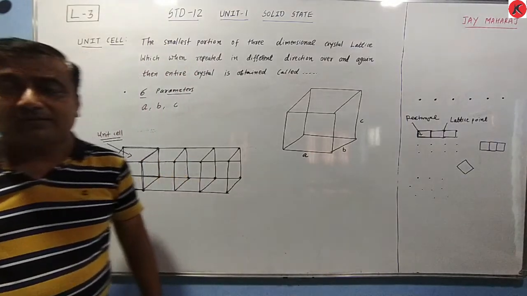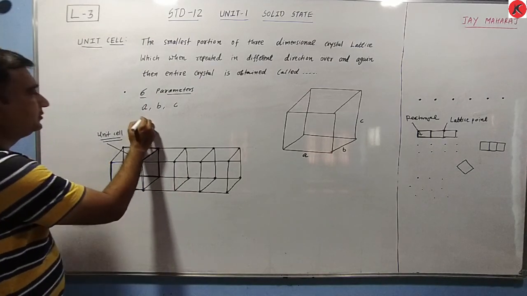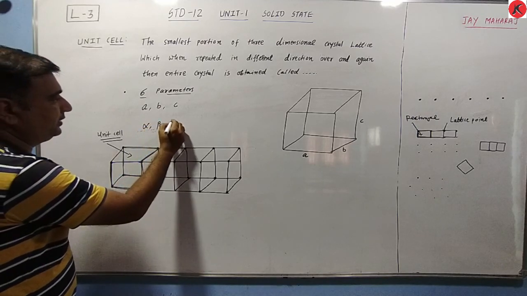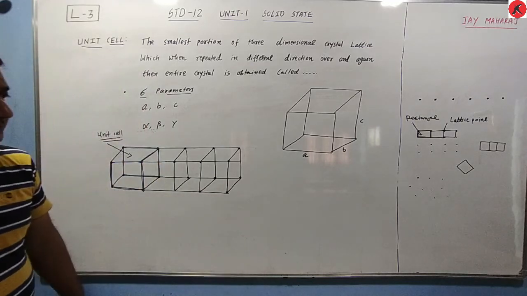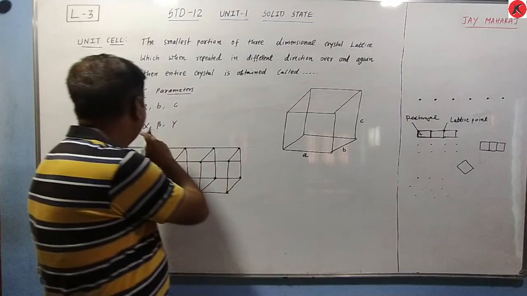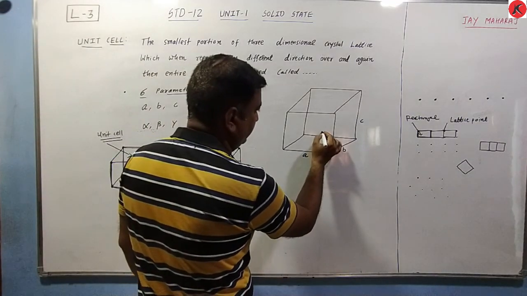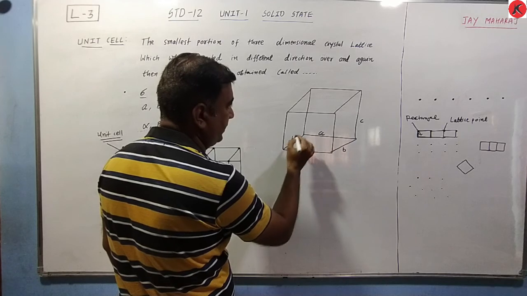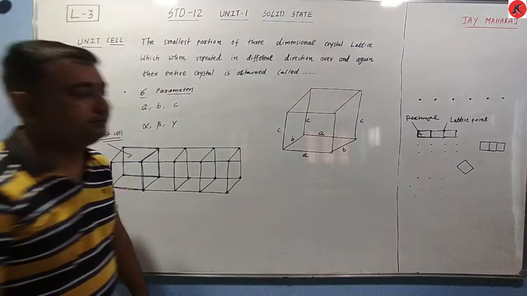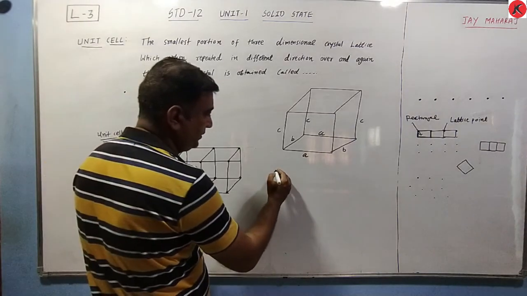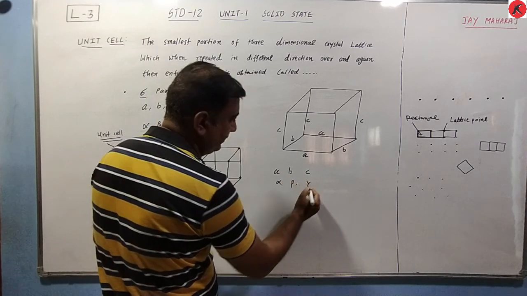Now different angles are required. That means alpha, beta, and gamma. Which angle is alpha? Here, this is A, this is B, and this is C. So remember, A, B, C, alpha, beta, and gamma.